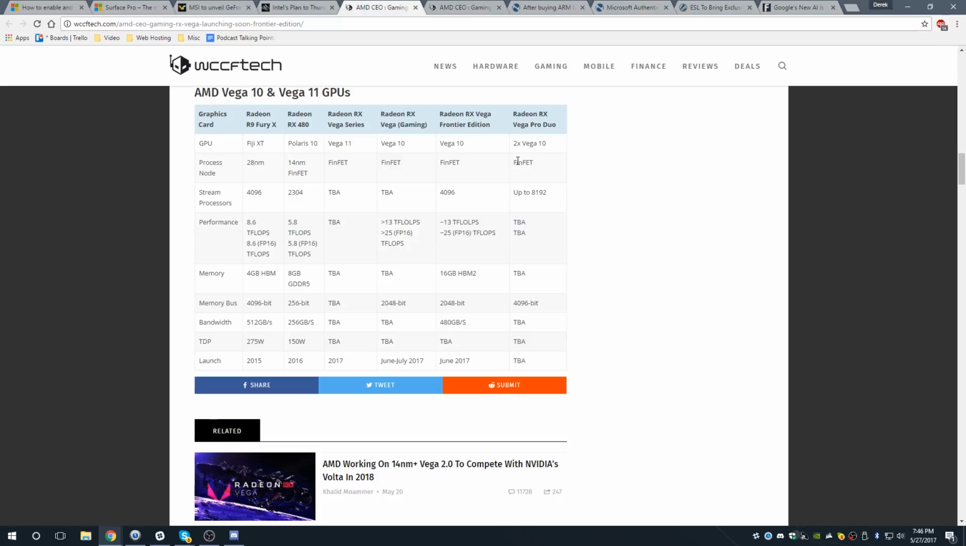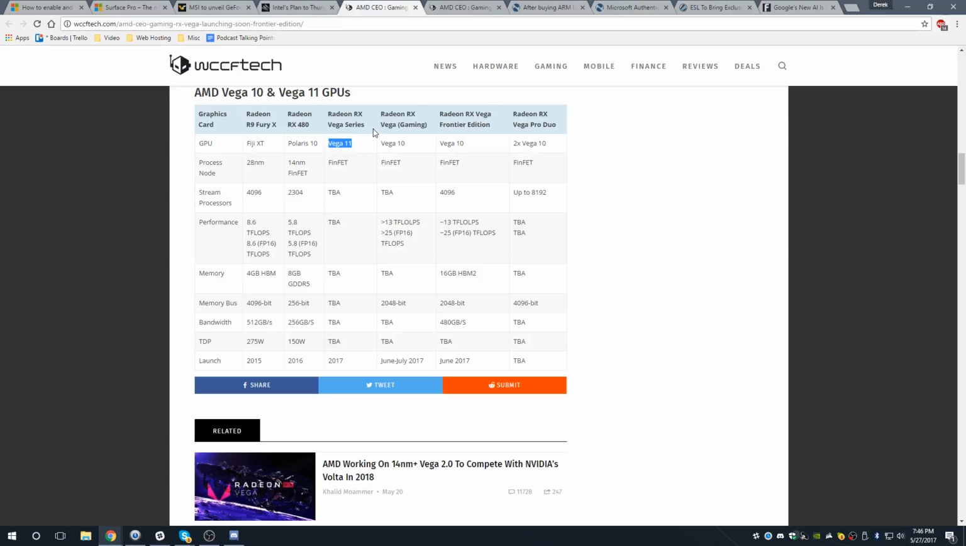So it looks like they're using FinFET process, so they don't have an actual size. They have the 480 here listed for comparison. The RX Vega series is Vega 11, which is interesting because they have Radeon RX Vega Gaming listed here as Vega 10. So this must be the chipset that's outperforming Frontier, because Frontier is listed as Vega 10. So this would be the one to look out for.